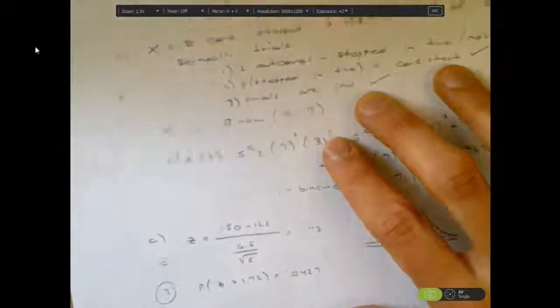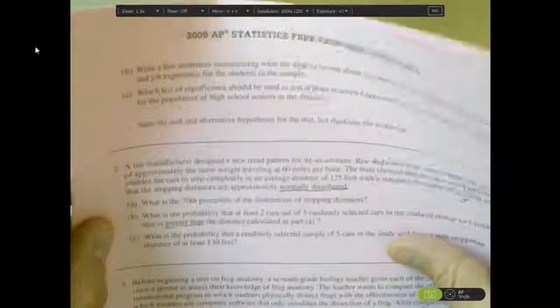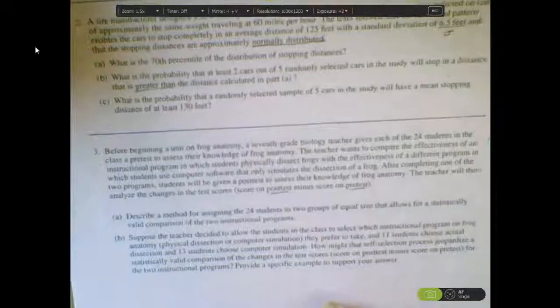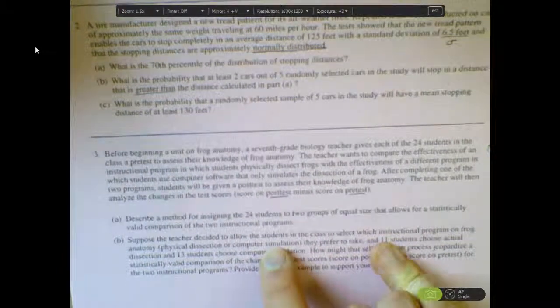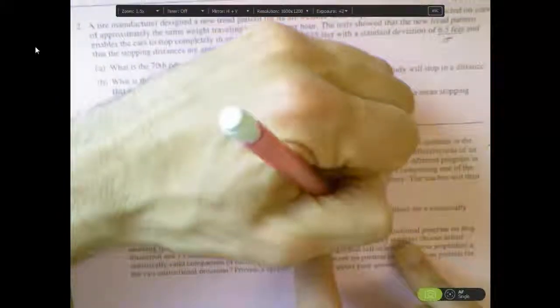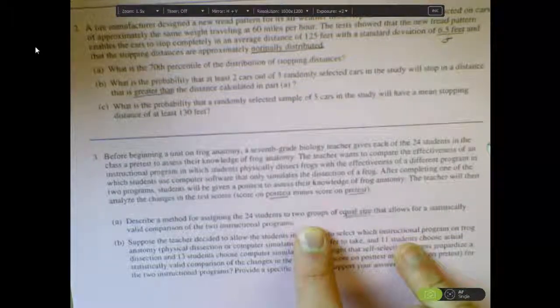All right, next up, question number 3, which is going to be dealing with sampling and experimental design. This is a really interesting question. It seems pretty straightforward, but it can be pretty difficult to earn credit on. Okay, in part A, there's a couple of key things here. We're analyzing the change in test scores, post-test minus pre-test, so it's the same students. So this is really a matched pairs design that we have going on. We're describing a method for assigning the 24 students to 2 groups of equal size. That's important. That allows for a statistically valid comparison between the 2 groups.